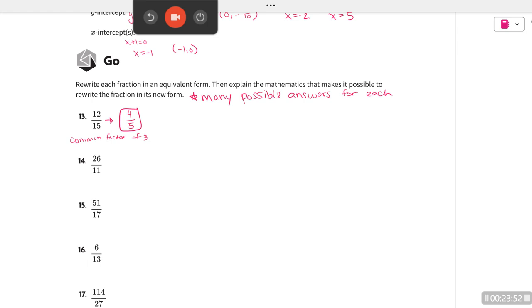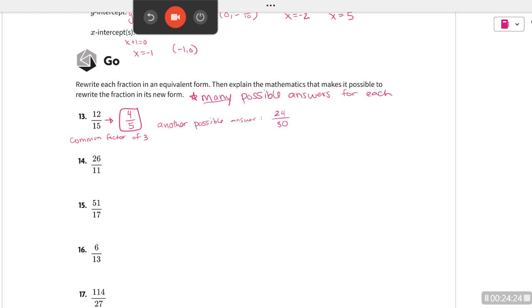Here's another possibility: we could multiply both by, let's say, 2. If I multiply 12 by 2, I get 24. And since I multiplied the top by 2, I'd have to do the bottom by 2 as well. So there are 2 different answers that are both possible. Like I said, there are many possible answers for each of these.